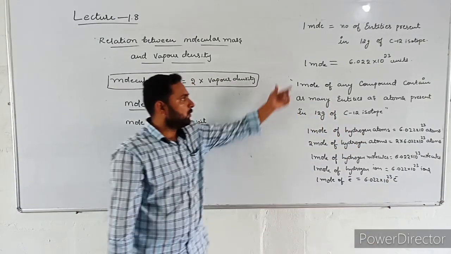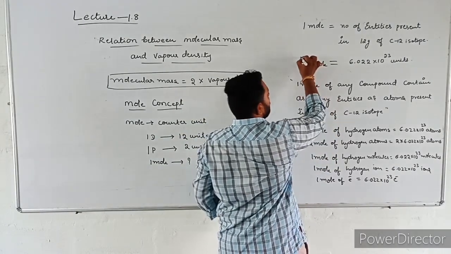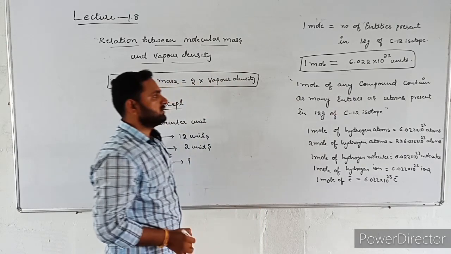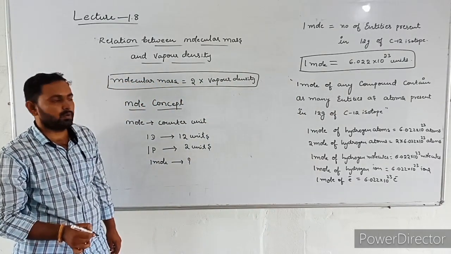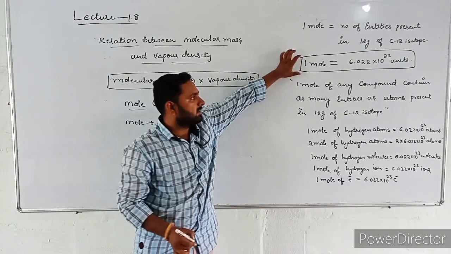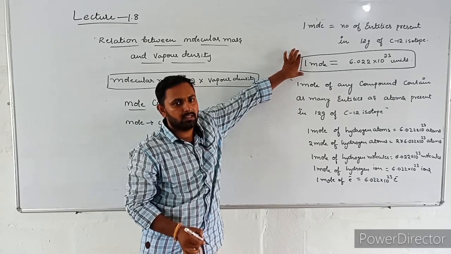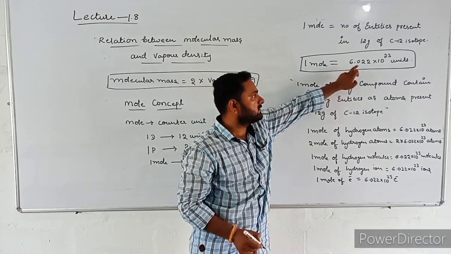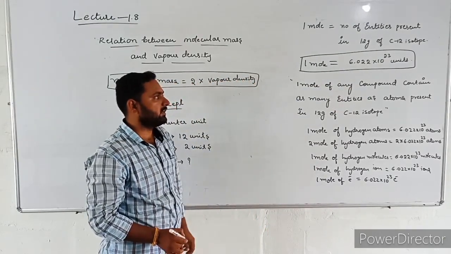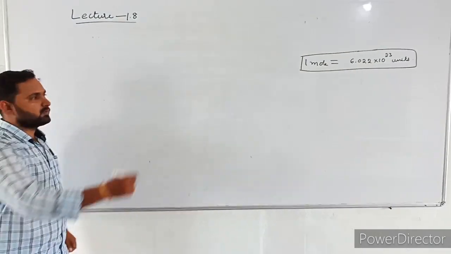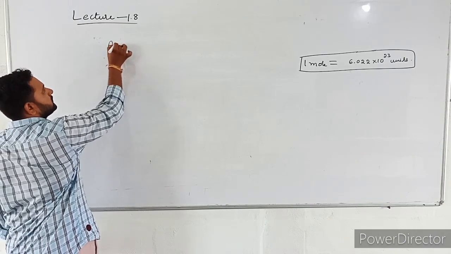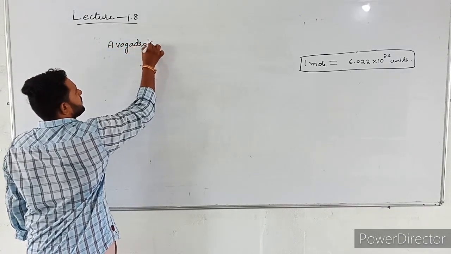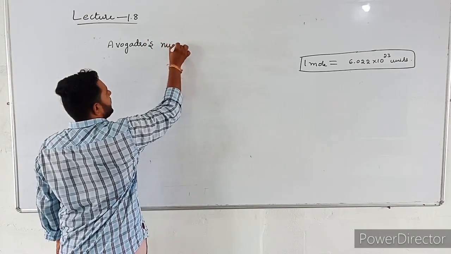Okay, 1 mole is equal to how many units? 1 mole is equal to 6.022 into 10 power 23 units. Don't forget this value. It is very important to remember this value. 1 mole is equal to 6.022 into 10 power 23 units. The next one, Avogadro's number. What is Avogadro's number?